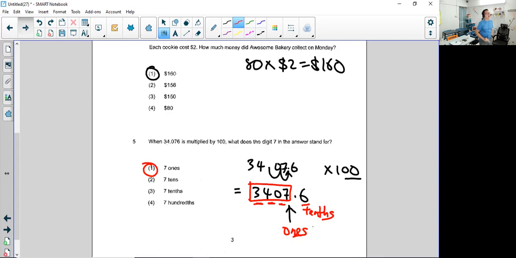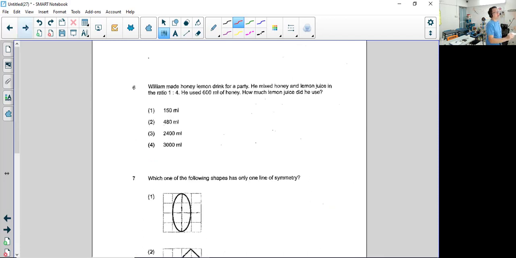William made honey drink for a party. He mixed honey and lemon juice in the ratio 1:4, and he used 600 ml of honey. So how much lemon juice did he use? This is a ratio problem, so we are going to use the ratio method. Ratio method means you have to label the ratio first. So you have honey is to lemon juice.